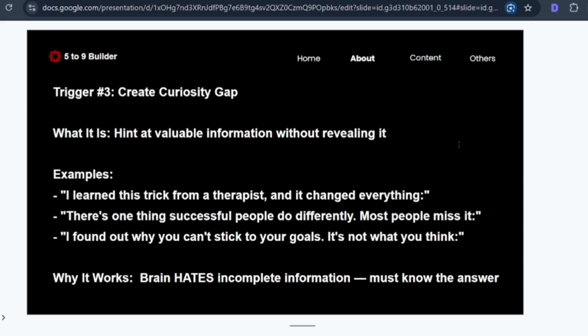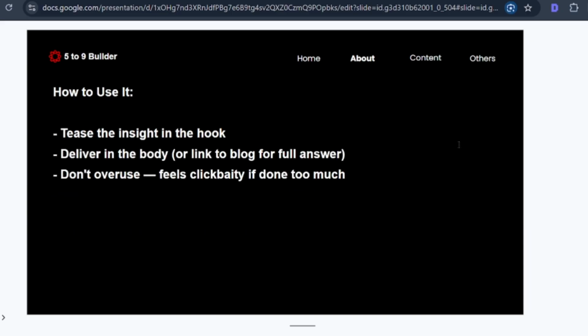Well, this curiosity gap actually creates incomplete information, and we all know that when information is not complete, psychologically we will try to find out the end of that information. So that's how it works.